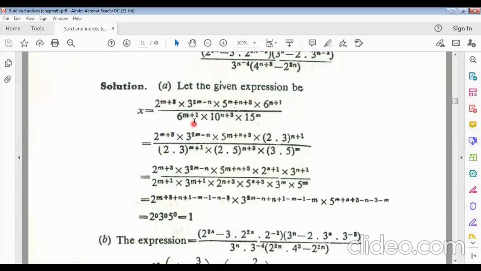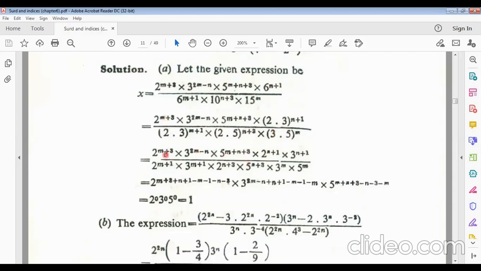Now this expression can be written as 2 to the power m plus 3 and 3 to the power twice m minus n. Okay, 5 to the power m plus n plus 3, and 6 can be written as what? 2 into 3. Okay, 6 to the power n plus 1, and this 6 also can be written as 2 into 3, and this 10 can be written as 2 into 5 to the power n plus 3, and 15 can be written as 3 into 5. Okay, 3 5 15. Now this is the same, and this also the same, but 2 to the power n plus 1 into 3 to the power n plus 1.